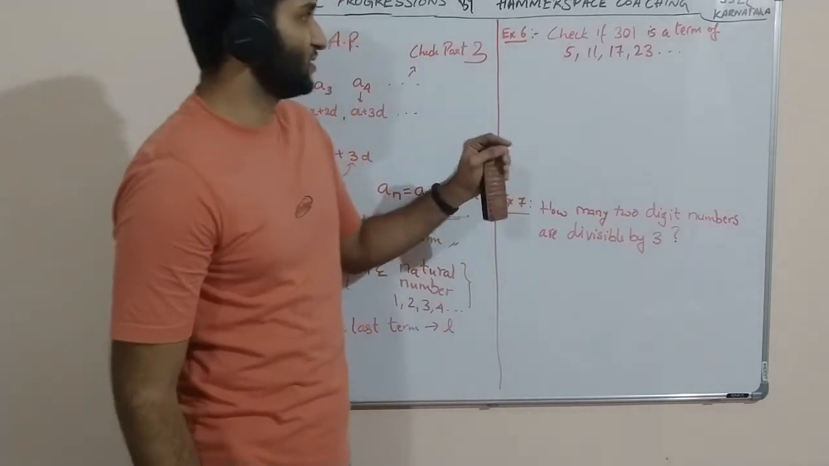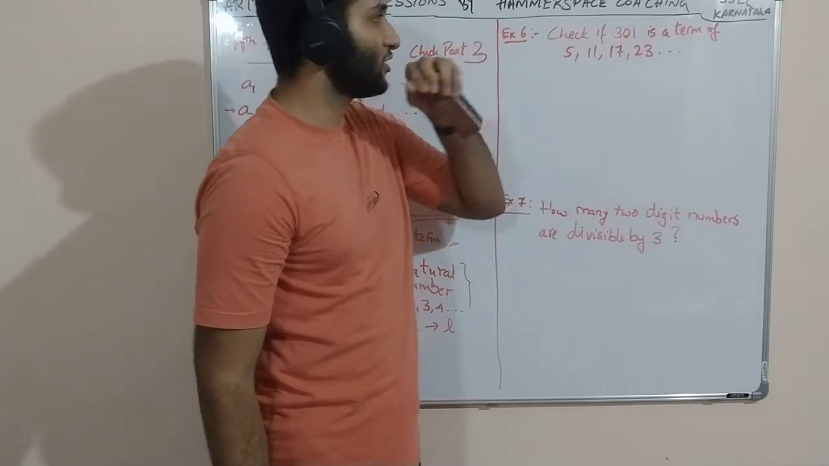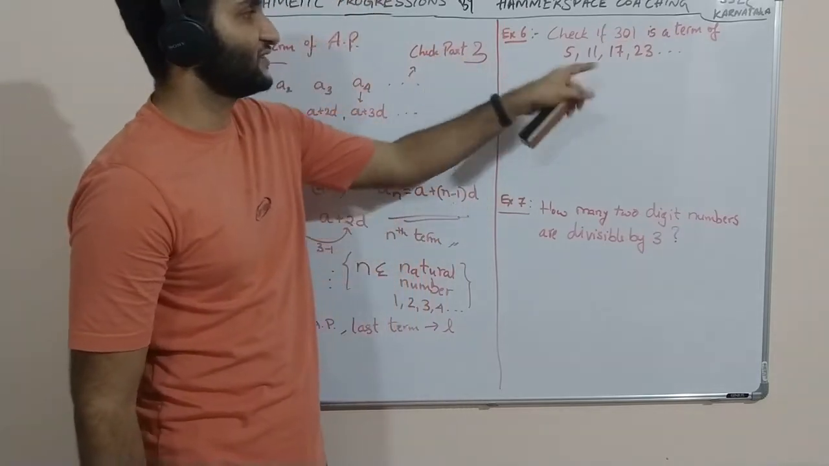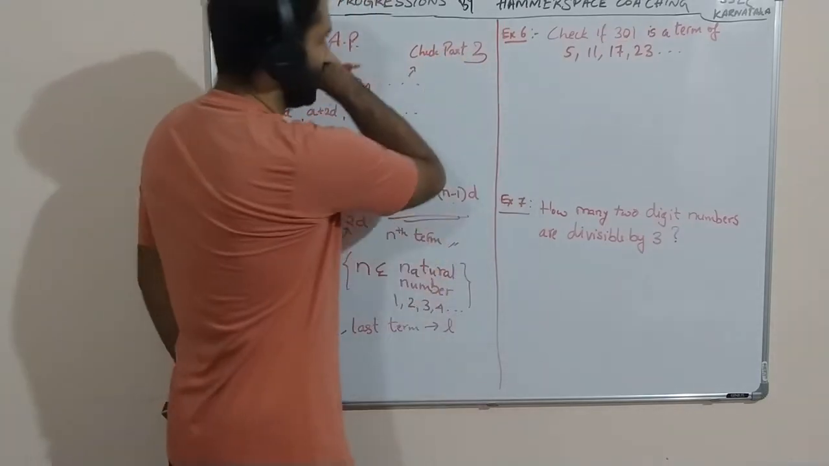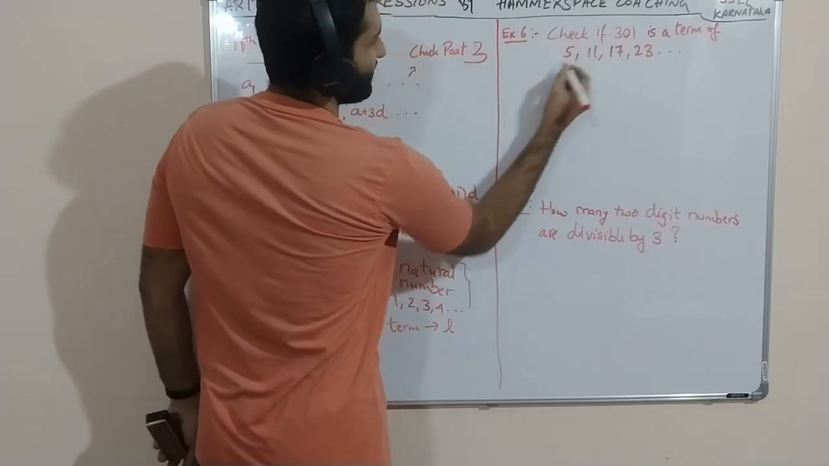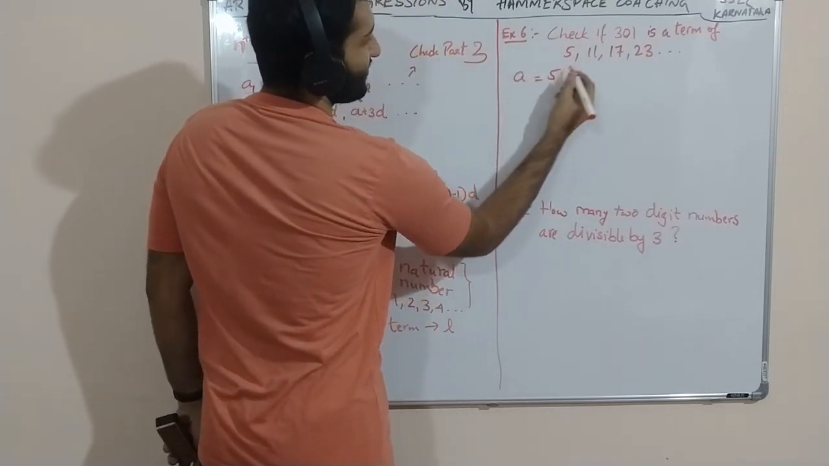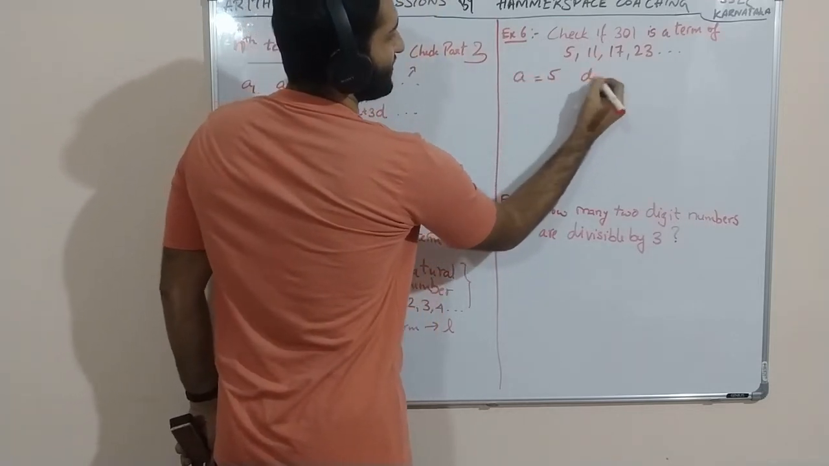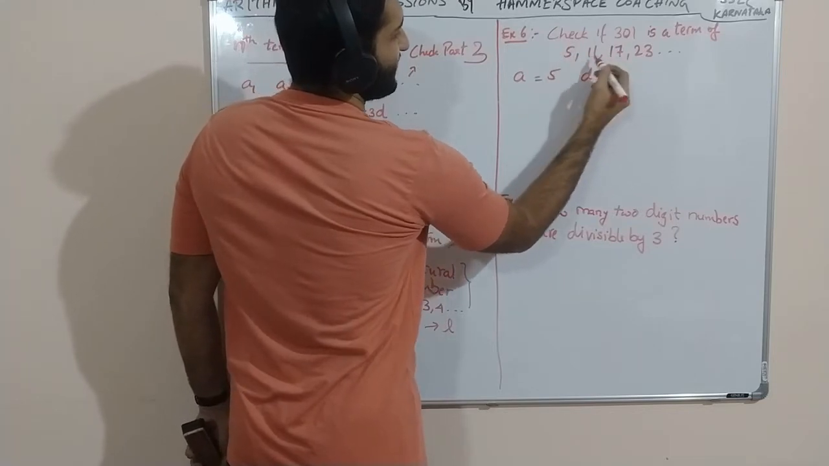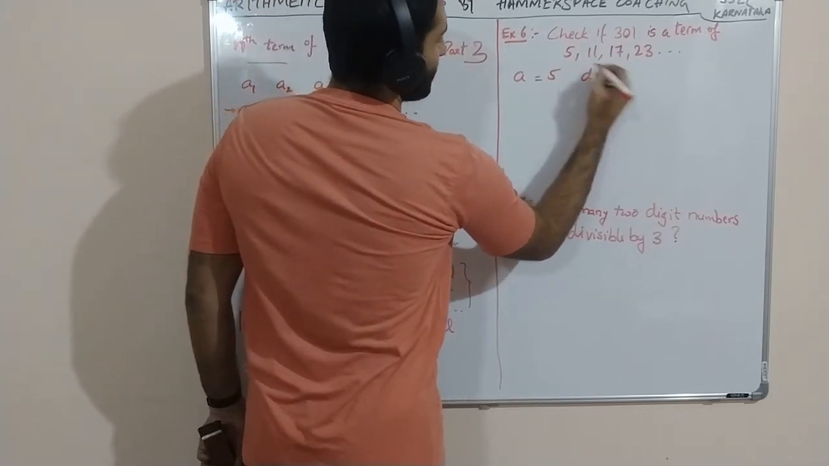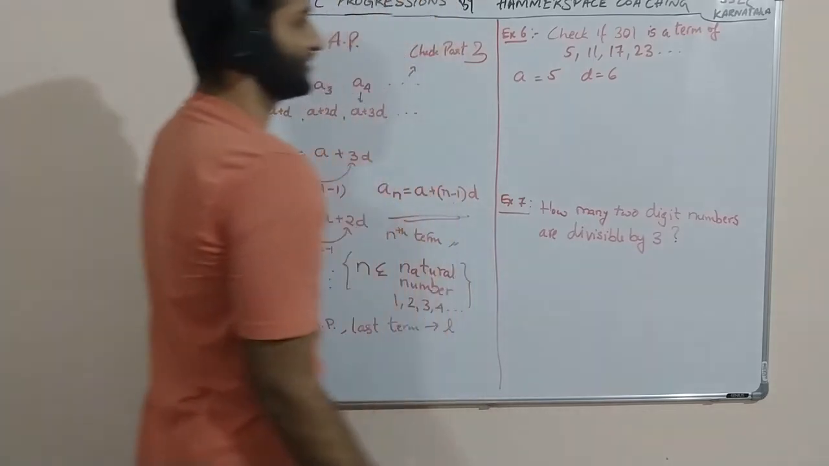Let's solve this problem. Check if 301 is a term of this AP. Let's write this AP where we know that a equals 5, the first term, and d will be 11 minus 5, or 17 minus 11, anything. 11 minus 5, so let us take d as 6.